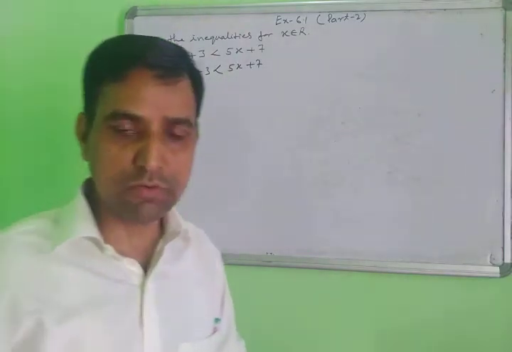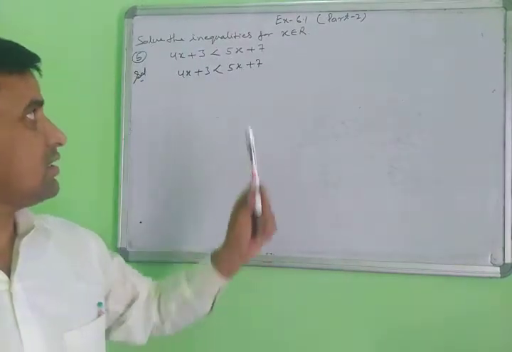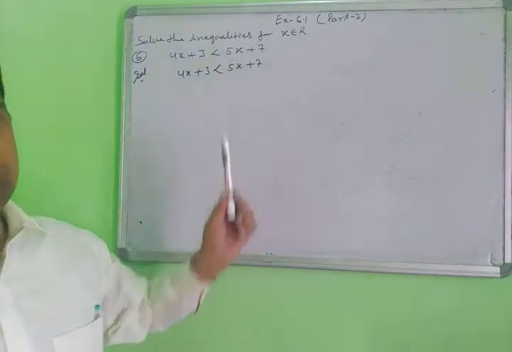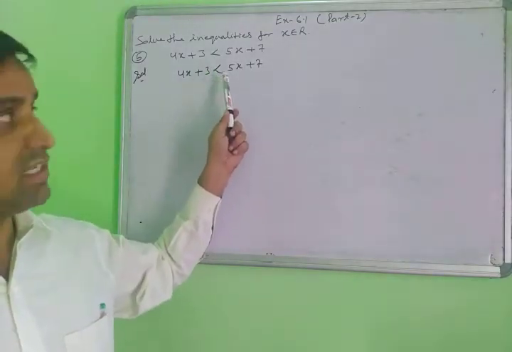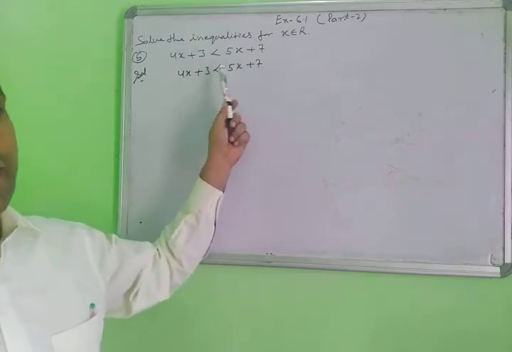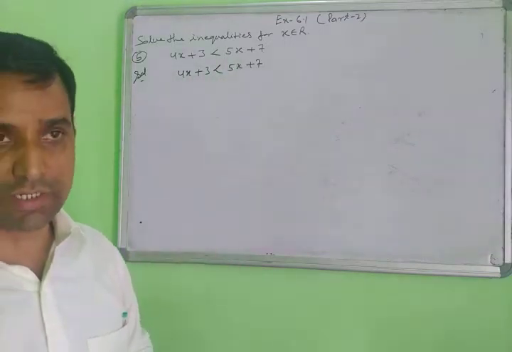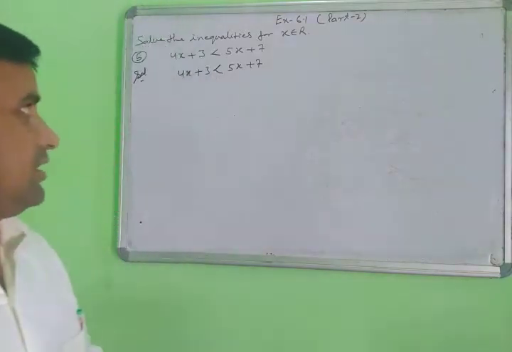Some rules of inequalities are similar to equations. When you transfer a term from left to right or right to left, the sign of the inequality is not affected. The sign will not change when you transfer any variable or number from left to right, or from right to left.